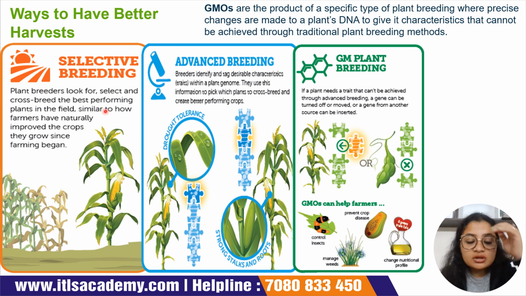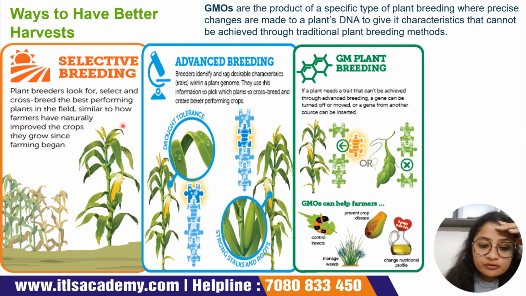So there is something called selective breeding. What is it? The plant breeders will look for, select, and crossbreed the best performing plants in the field, similar to how farmers have naturally improved the crops they grow since farming began. So basically we select the specific traits and then we crossbreed the various plants which are expressing those traits, and thus we are naturally improving the quality of the crops. So that is selective breeding.